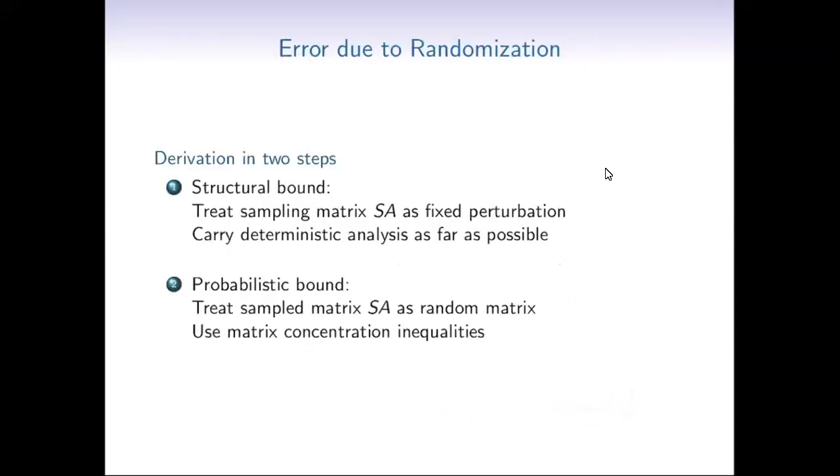Okay, so how do you attack the error due to randomization? How do you do that? So usually what people have been doing is a derivation in 2 steps. In the first step, you derive a structural bound. You treat the sampling matrix as a fixed deterministic perturbation and do a deterministic analysis like what we do in 723, and carry that as far as possible. And then once you can't go any further, then you use a probabilistic bound where you treat this matrix as a random matrix and then take recourse to matrix concentration inequalities.